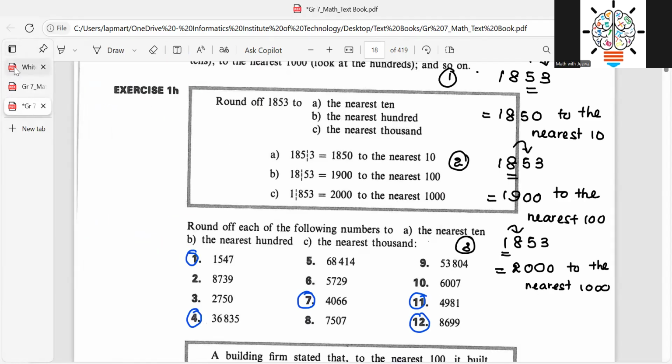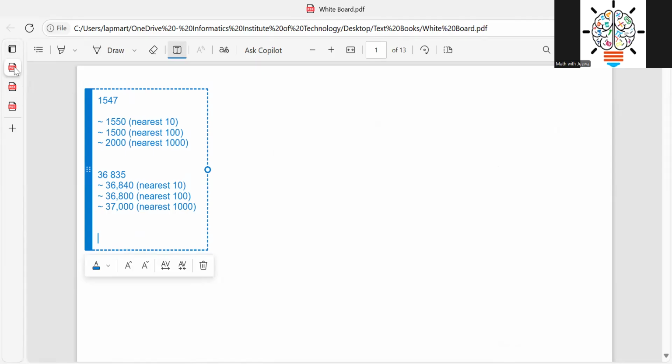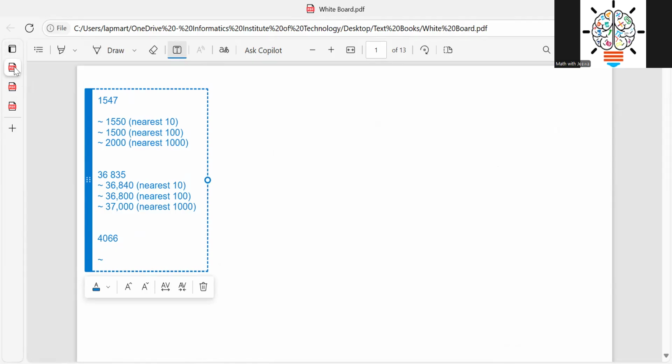That is 4,066, right? 4,066. Now, what we are doing here, children, is you look at the tens place. So then the tens place is 6. The next number is also 6. Therefore, I want to add 1 to the underlined number, and here I write nearest 10. Right? So then the next one, we want to take the 100 place. The 100 place is 0. So then the next number is 6. Therefore, we need to add 1. So that becomes 4,100, nearest 100.